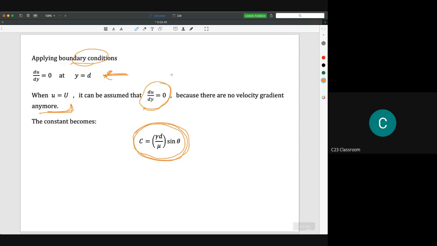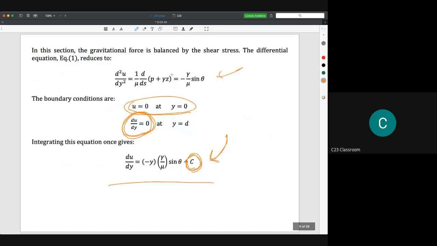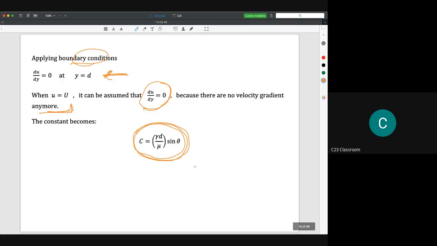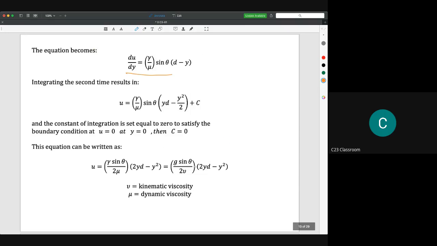Maybe I'm lost here. So you get the c here, and then you substitute the value. You get this value, and then you simplify that one into this term. Then you integrate for the second time, so you will have this one, and again you will have another constant here. You substitute with the value, and finally you will get the value of c equal to 0.